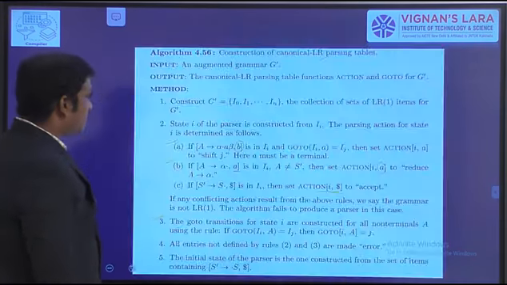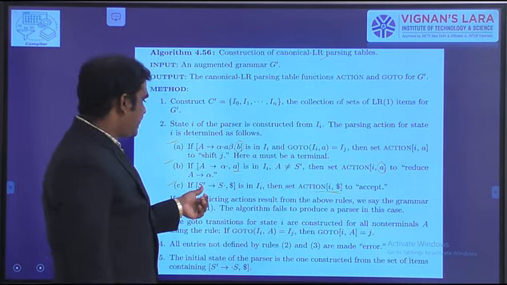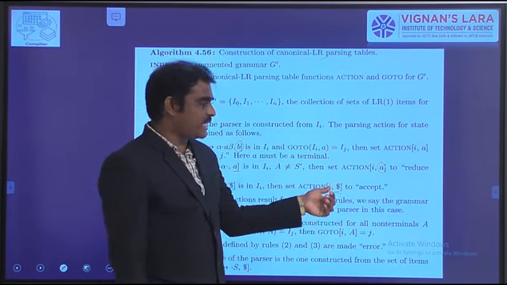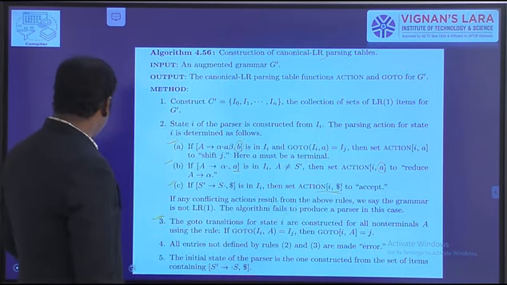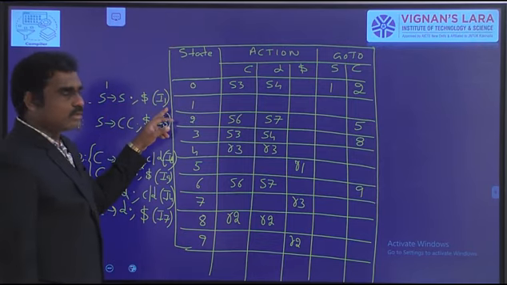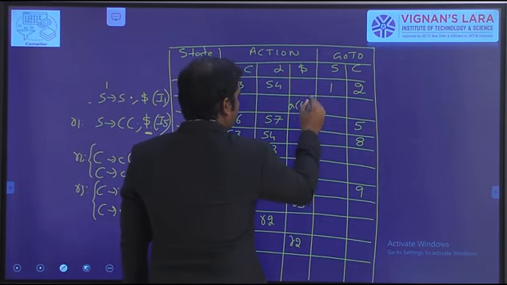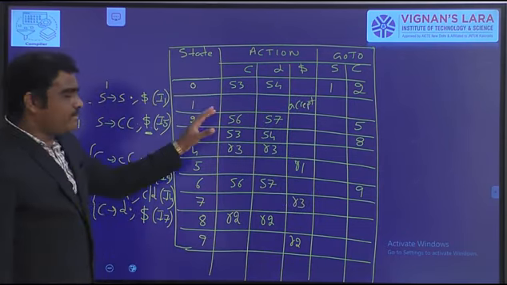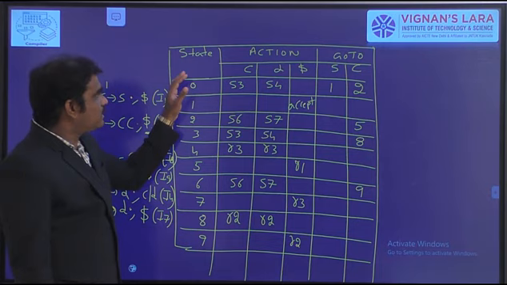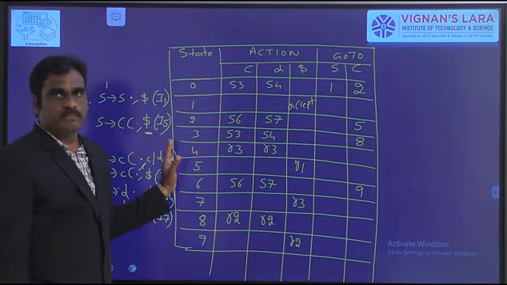And one more thing is the accept condition. Here S' to S dot, comma dollar is in I1, so the action of 1 comma dollar is the accept condition. That means S' to S dot ends with the first state I1, so action of 1 comma dollar is accept. The remaining blanks are errors. So in this way we have constructed the CLR parsing table. Okay, thank you.